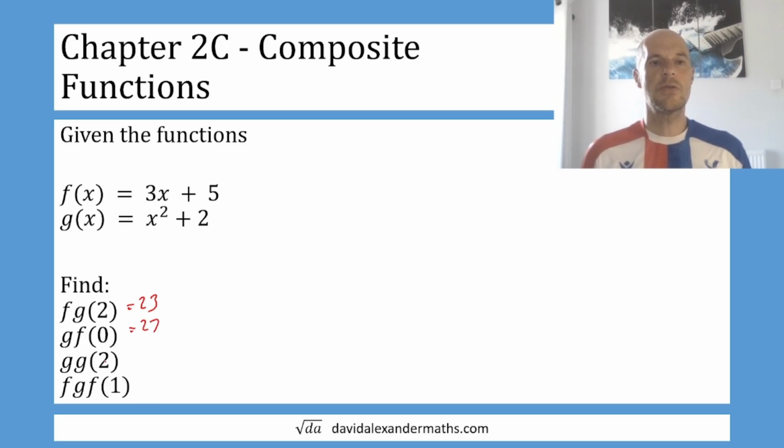For gg of 2, I'm putting 2 through this function. So 2 squared is 4, plus 2 is 6. And now I'm putting 6 through g again. 6 squared is 36, plus 2 is 38.